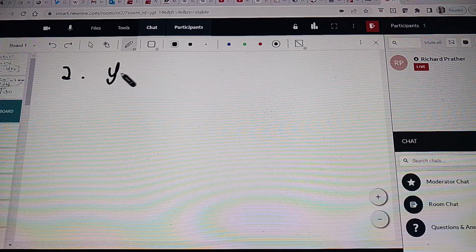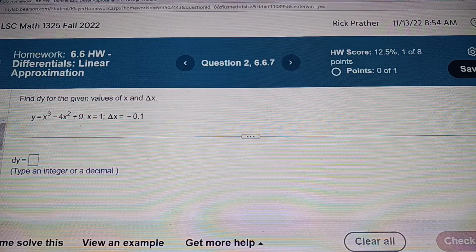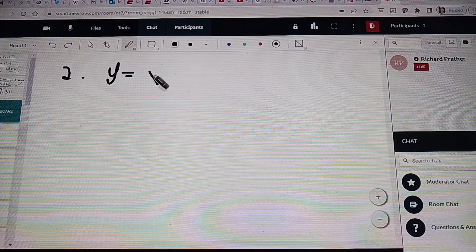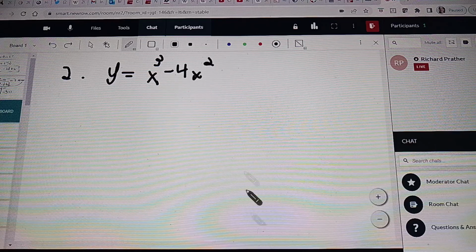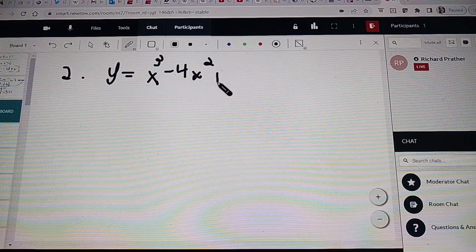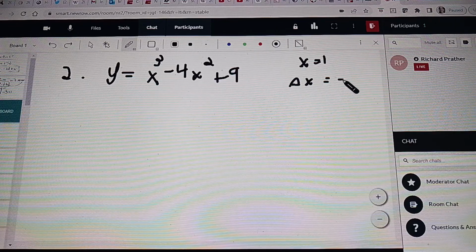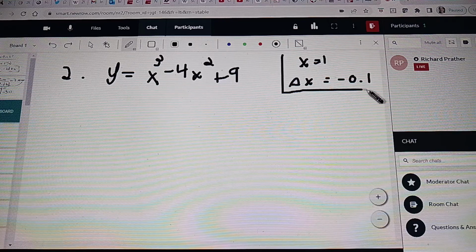So y equals x cubed minus 4x squared plus 9. The given x is 1, and the given change in x is negative 0.1. So these always have to be given to you at this point.